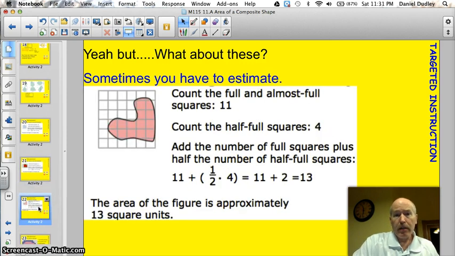Here's another yeah but. What about these? Sometimes you just have to estimate. You do the same thing. Count the full and the almost full squares. So if you do that in this one here, you would find that there are 11. Then if you count the half squares like this one here, 1, 2, looks like we've got a third one here, and then maybe these ones down here count as a fourth, and you add those together, you got 11 full ones plus the 4 halves would give you 13. So again, you're just approximating it.